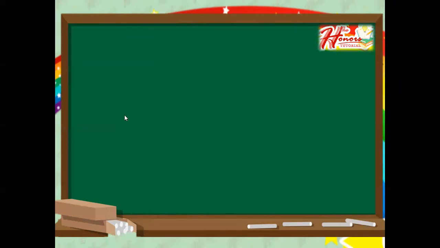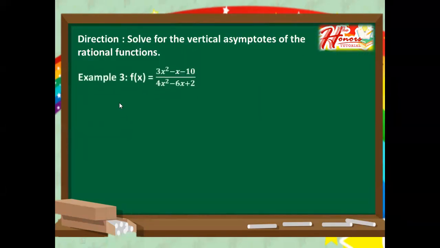Next, example 3. So we have here f of x equals 3x squared minus x minus 10 over 4x squared minus 6x plus 2. Focus on the denominator only because we are just getting the vertical asymptote. Let's write solution here and then copy the given for the denominator. And that is 4x squared minus 6x plus 2.